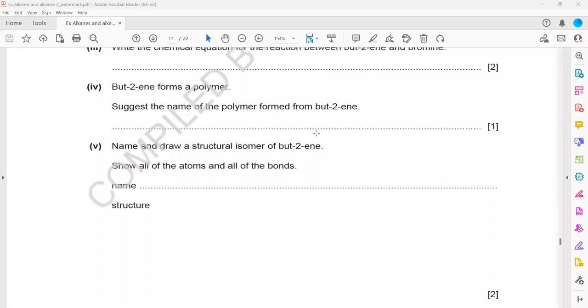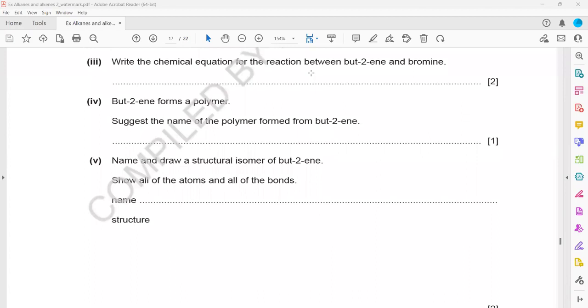Then write a chemical equation for the reaction between butene and bromine. So butene, C4H8, will be there and reacted with bromine. So what will the product be? It will be C4H8Br2. Because it is an addition reaction, one product is there, so just add up.